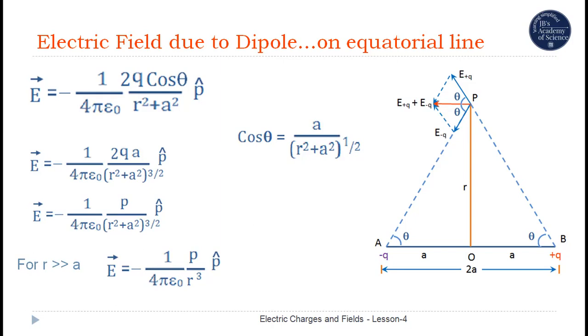Now, earlier, in the case of electric field due to a dipole at a point on the axial line, we got the expression E is equal to 1 by 4 pi epsilon 0 2P divided by r cube. Now, if you consider a point on the equatorial line at the same distance, then electric field is 1 by 4 pi epsilon 0 P divided by r cube. So we can see that electric field at a point on the equatorial line is half of the electric field at a point on the axial line.